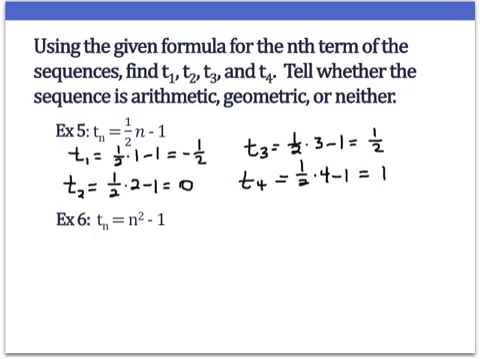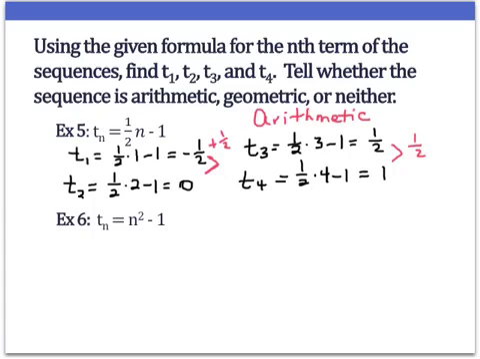Now, we want to see whether this sequence is arithmetic, geometric, or neither. So we're going to check the common difference. That's the easiest one to check. You have to check more than one interval. Between T1 and T2, we're adding 1/2. Let's check another. We just have to check 2 consecutive ones. We subtract 1 from 1 and a 1/2, and we also get 1/2. So we have a common difference, which means this one is arithmetic.